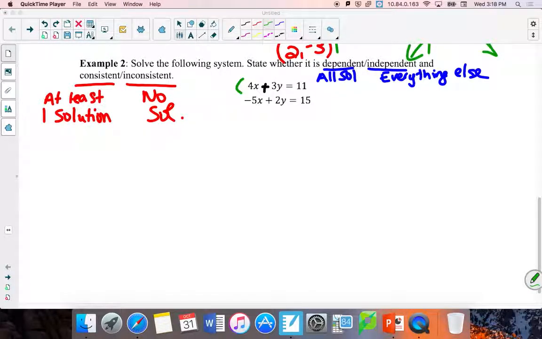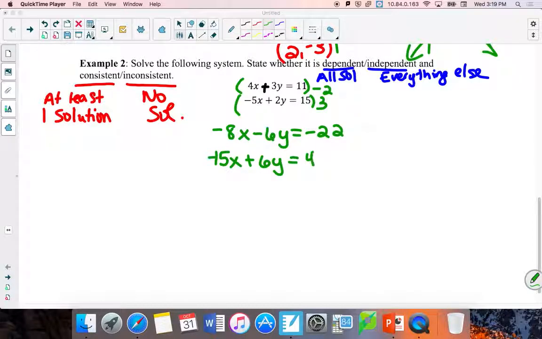So I'm going to multiply this top guy by a -2, bottom guy by a +3. When I multiply the top by a -2, I get -8x minus 6y equals -22. On bottom, I get a -15x plus 6y equals 45. Now when I add these two equations together, this is going to give me a -23x, -6y, +6y are 0. And then negative 22 plus 45 is going to give me a 23.